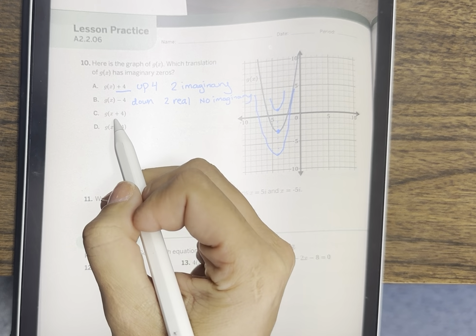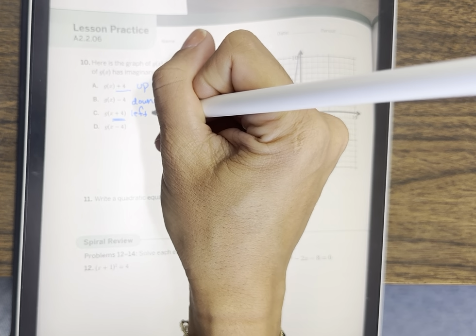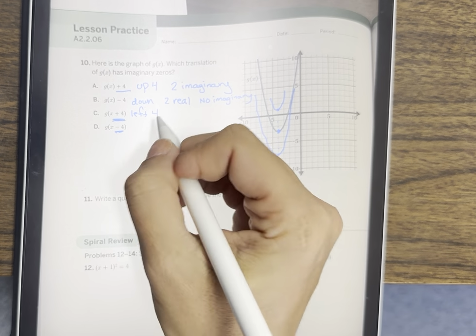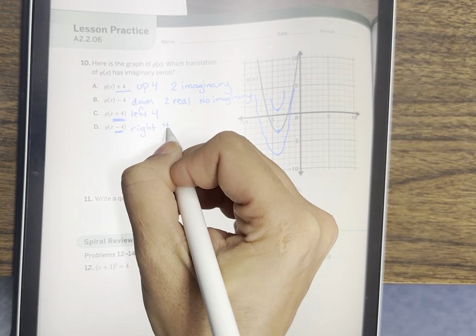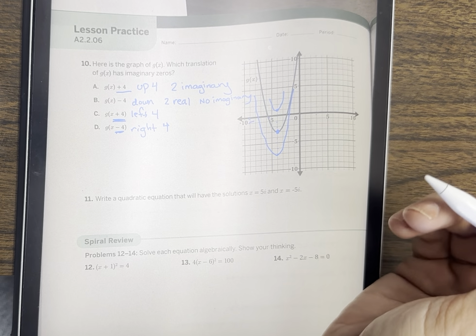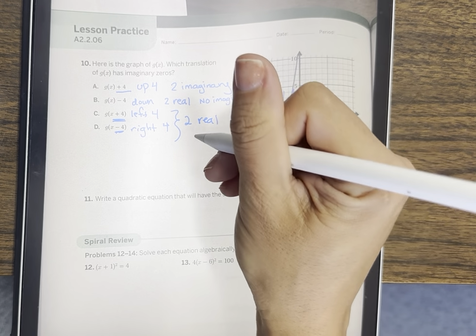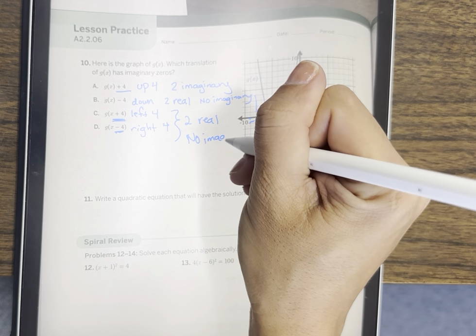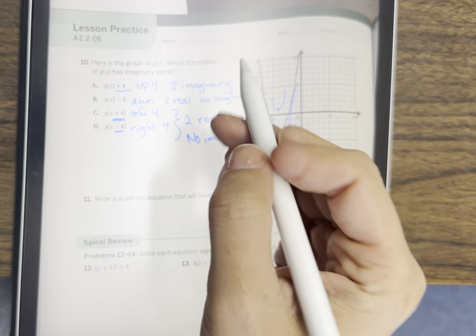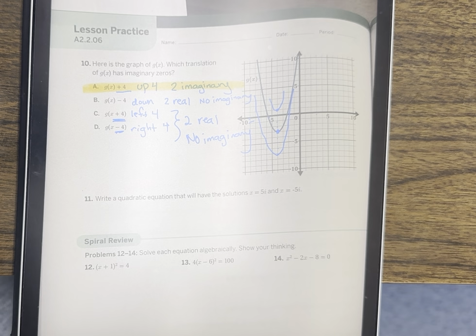Okay. f of x plus 4 in the parentheses. This is left 4, if you remember. And if I move this guy left or right, the x-intercepts will be further left or further right, but the number of them will not change. These both still have 2 very real x-intercepts, which means no imaginary. Okay, so which one has imaginary? Long story long? That one.